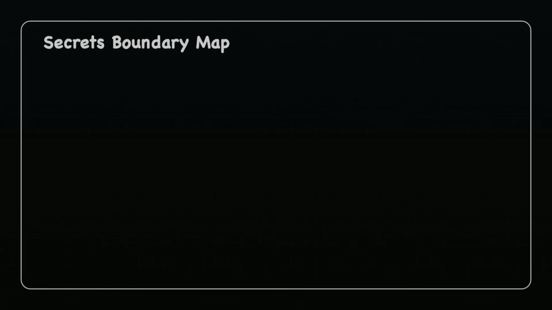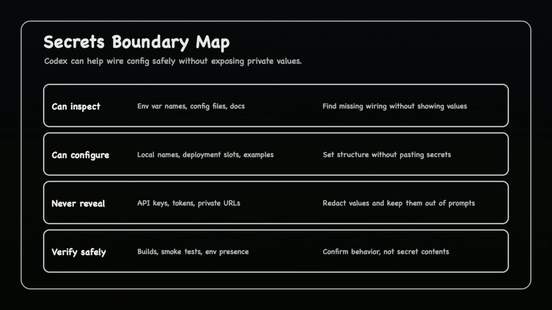Now, before we build real apps, there is one security habit you want to establish early. Codex can help inspect configuration, but we should be careful with secrets. An environment variable might be safe and public, like a front-end URL, or it might be private, like an API key or deploy token. These should not be casually pasted into a prompt or committed into the repo.